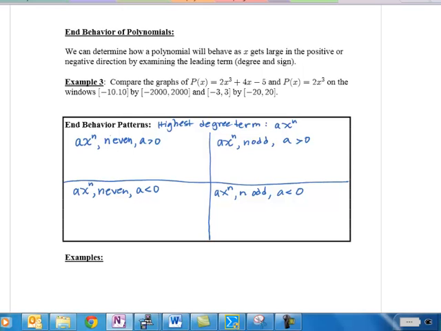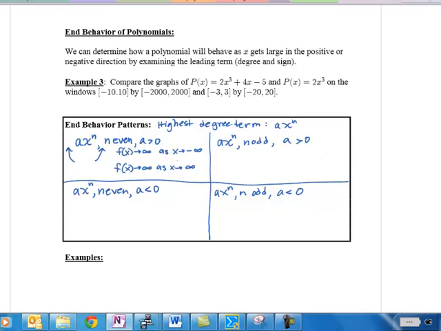For n even and a positive, the graph on the ends will look like y equals x squared. And the way we're going to write this is the function values go to infinity. They get higher and higher. The y values approach infinity, grow without bound as x goes to the left, as x goes to negative infinity, and the function values go to infinity as x goes to the right, as x grows without bound in the positive direction.